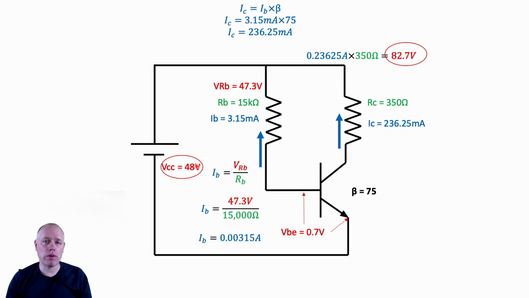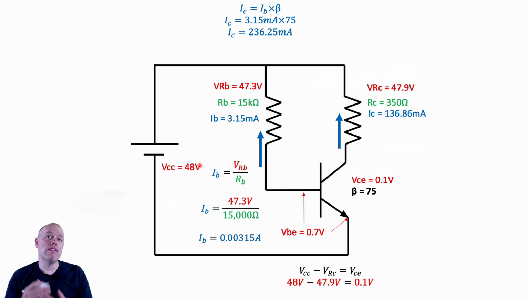In saturation, when you've calculated out your VRC and it is larger than your VCC, you stop right there and you say it's saturated. Then, in saturation, the VCE is 0.1 volts, which is fairly small but significant, because using Kirchhoff's law, we see that this branch has to equal 48 volts. So if this is 0.1 volts, this has to be 47.9 volts.